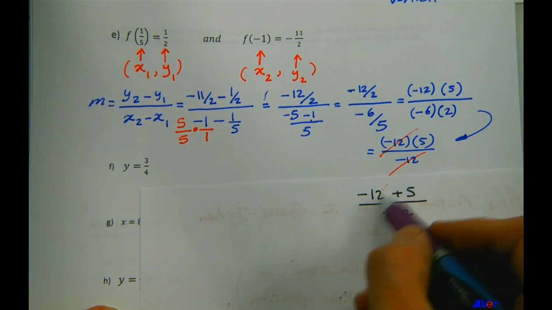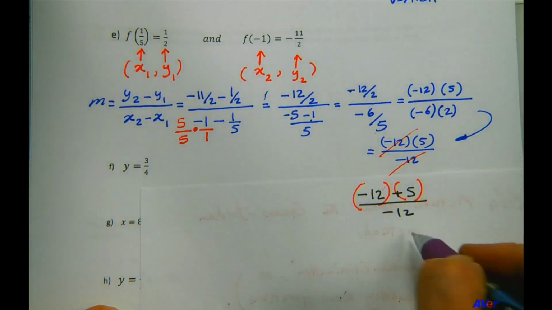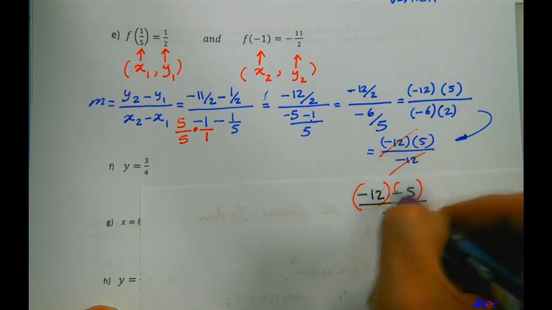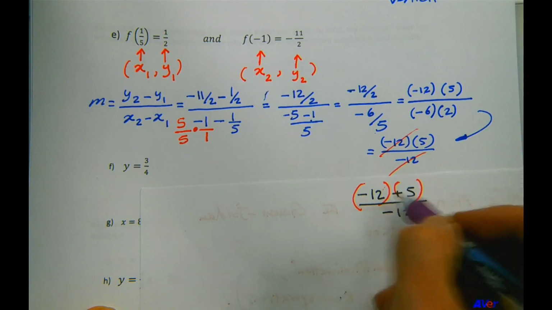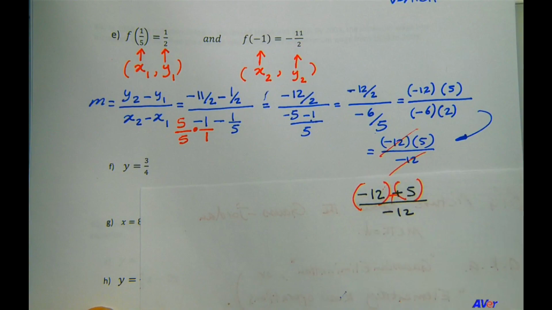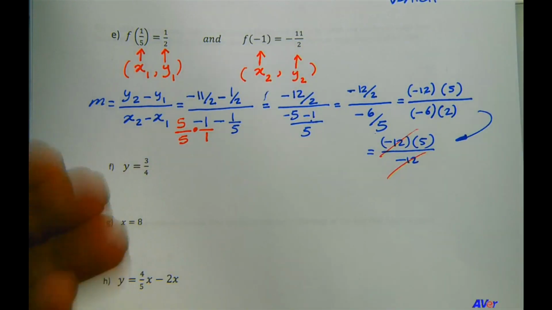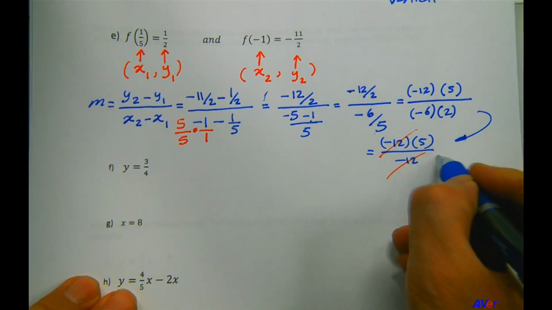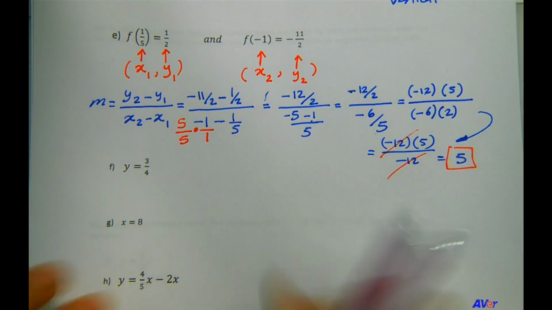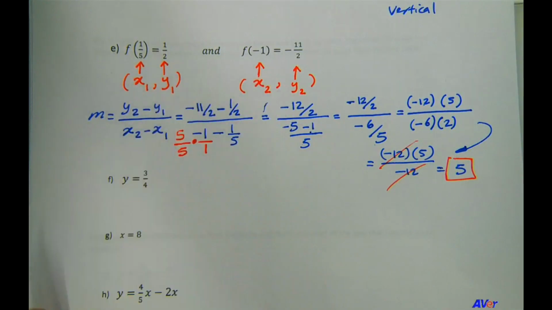You can only simplify terms in a fraction if they're being multiplied by each other, which is what we have here. If the terms are being added or subtracted, you can't do that. You can't cancel this and that if they're being added or subtracted in the numerator or the denominator. Okay? In this case, we can though. And after simplifying, what do we get? We get positive 5. So that's the slope of the straight line that connects those 2 points. Okay?